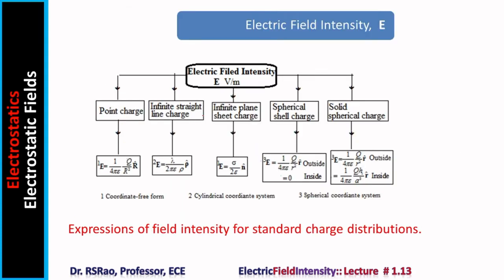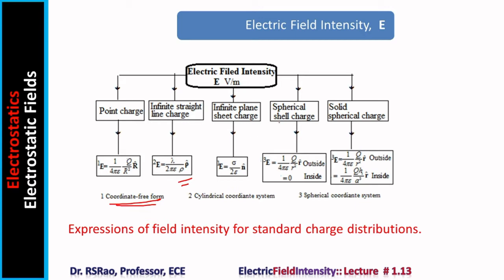Now, field intensity expressions for point charge, infinite straight line charge, infinite plane sheet charge, spherical shell charge, solid spherical charge, they are all given here. For a point charge, it is E equal to 1 by 4 pi epsilon Q by R square R cap. It is in coordinate free form. For straight line charge, it is E equal to lambda by 2 pi epsilon rho, rho cap, it is in cylindrical system. For infinite sheet charge, E equal to sigma by 2 epsilon n cap. It is for plane sheet charge.